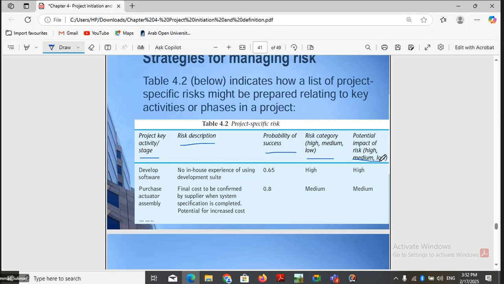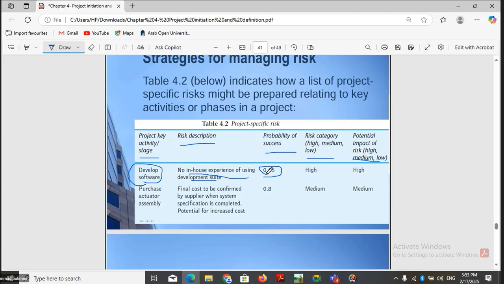For example, let's say that the activity or stage is to develop software. The risk description here is no in-house experience of using the development suite. That means our employees don't have any experience developing software using a particular suite or technology. So what will be the probability of success? The probability of success may be 0.65, keeping in mind that we can train our employees to develop the software. So we say that the probability of success is 0.65, that is 65%.